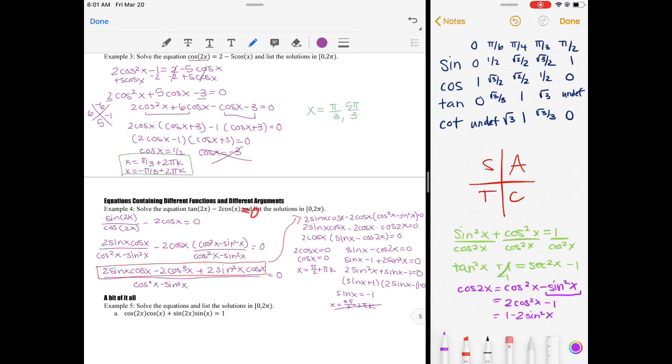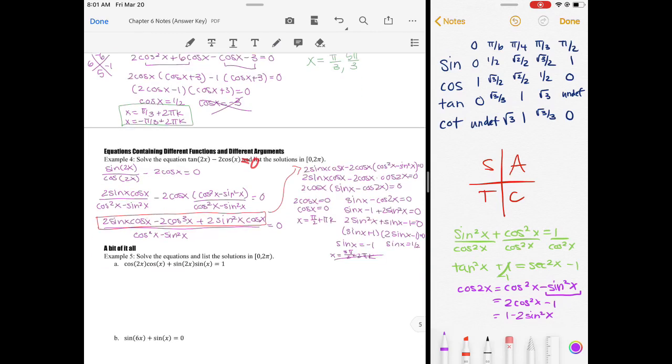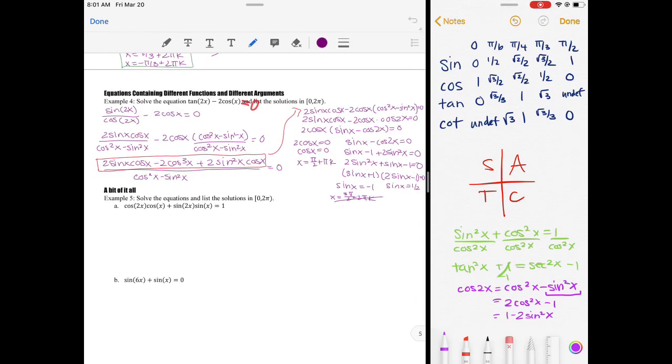So now let's look at this one. When 2 sine x minus 1 equals 0, that's saying when does sine of x equal a half? And we end up getting that at 2 different places. We get that when x is equal to pi sixths, but it's also positive in the second quadrant, so pi minus pi sixths is 5 pi sixths. And then we're adding our 2 pi k.